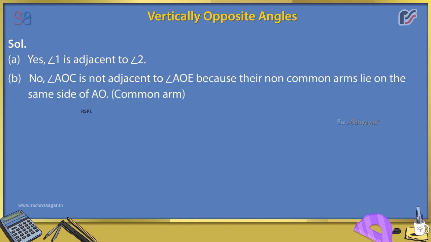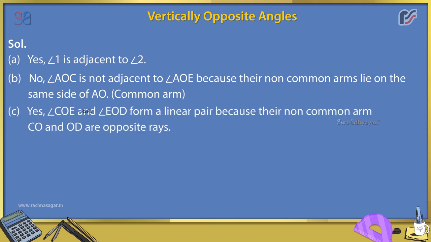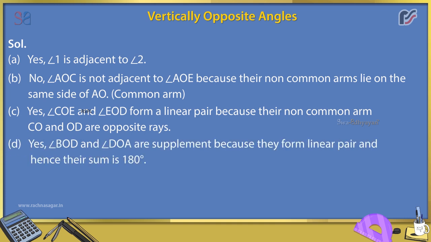B. No, angle AOC is not adjacent to angle AOE because their non-common arms lie on the same side of AO, the common arm. C. Yes, angle COE and angle EOD form a linear pair because their non-common arms CO and OD are opposite rays.